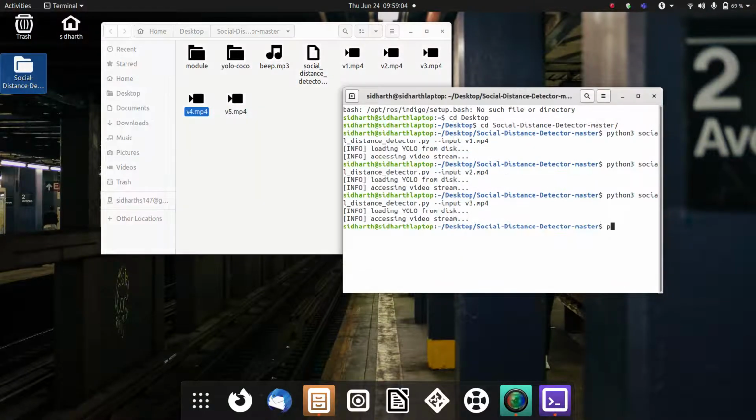Alright, let's run it using the Python 3 command and provide to it as input the v4.mp4 file.